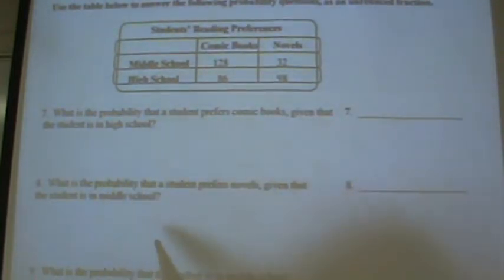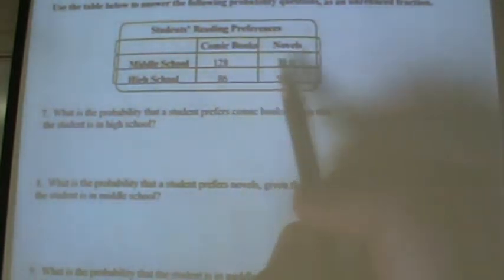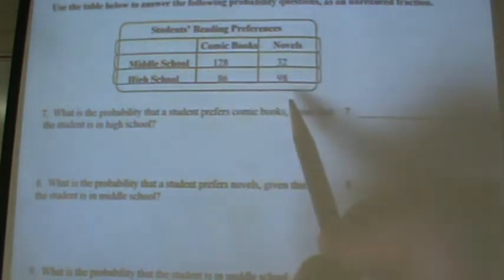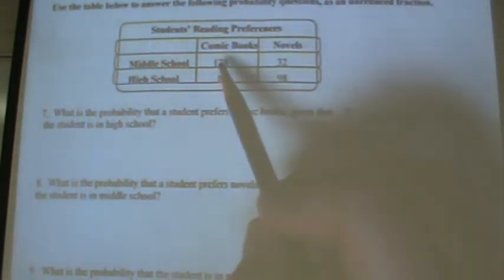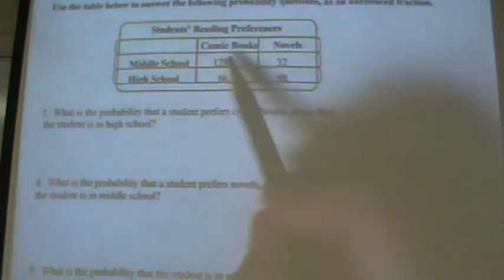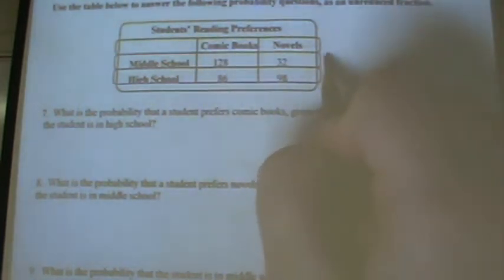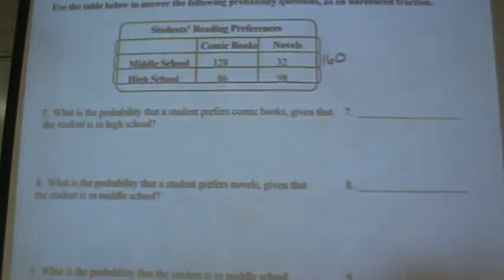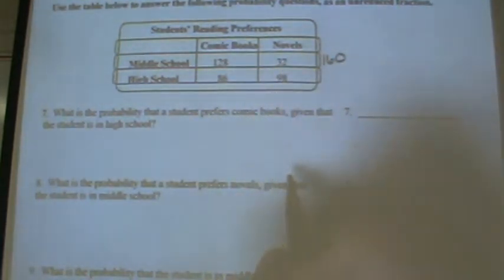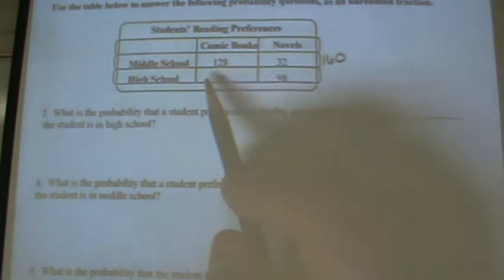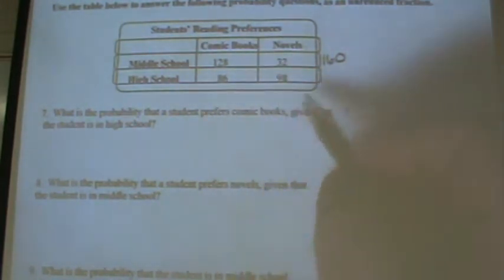So before we start finding our probabilities, when we're given a table, one of the easier ways to help us find these probabilities later is by adding up our rows and our columns. So if we add 128 and 32, that'll give us our total number of middle schoolers. So we end up with 160. If we add the 86 and the 98, that'll give us our total number of high schoolers, which is 184.